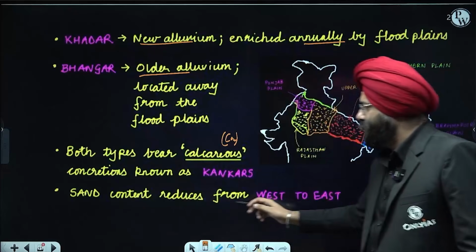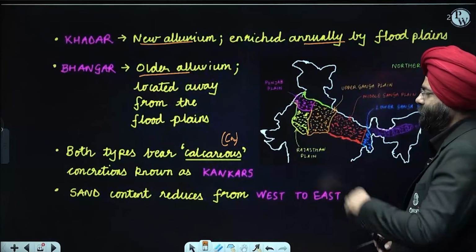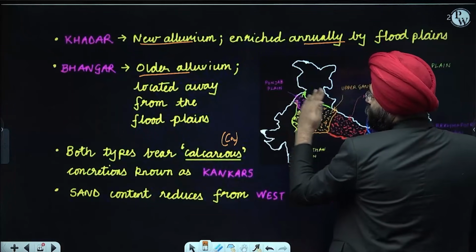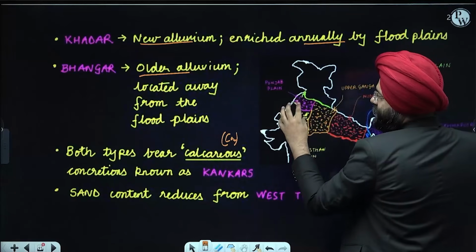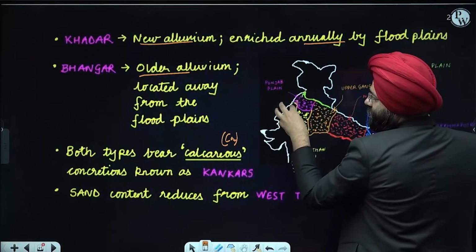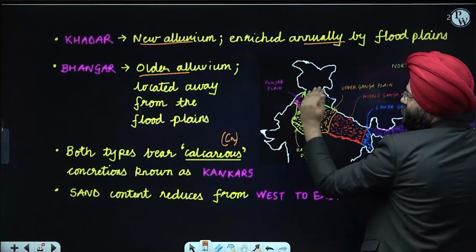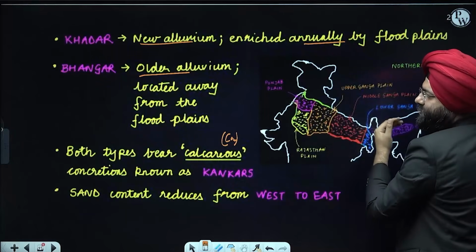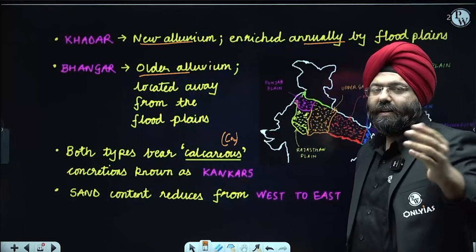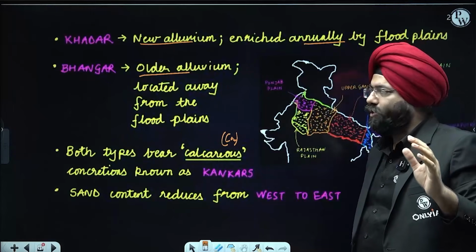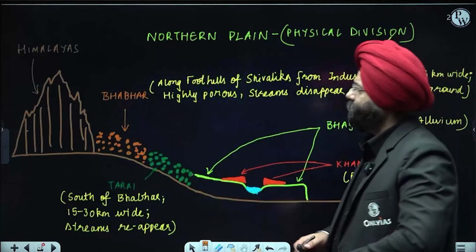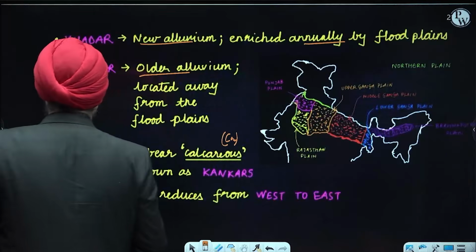Sand content reduces from west to east. Sand content will reduce from west to east because you realize you have the arid soil over here. So the impact of the arid soil on these regions also increases. So as you move from this region to this region, the sandy content will decrease. This can again be asked as one of the statements in your examination. Okay, let's see.